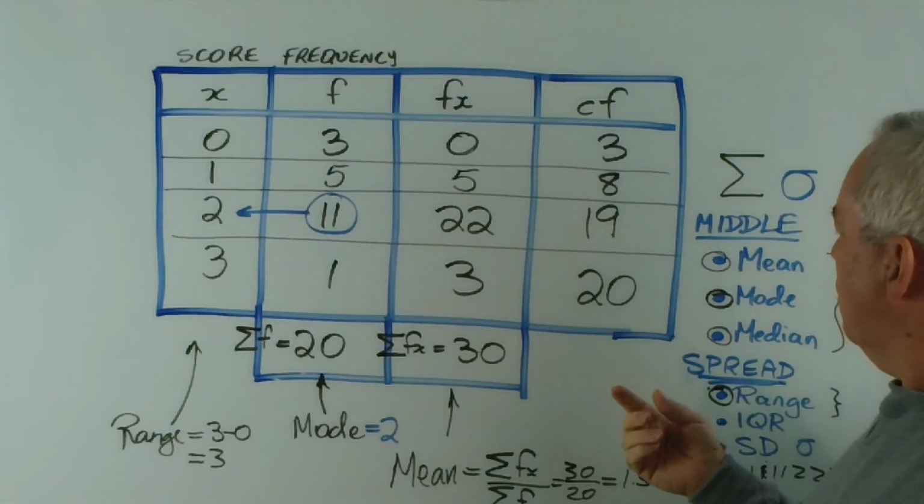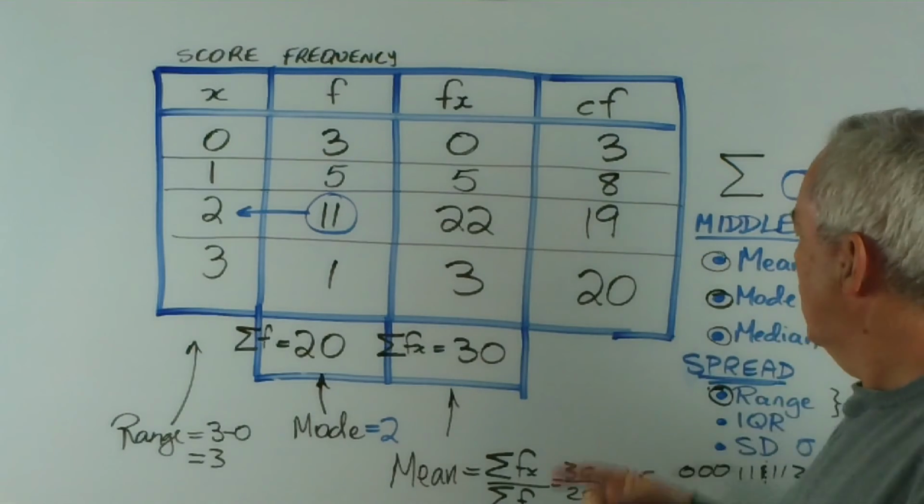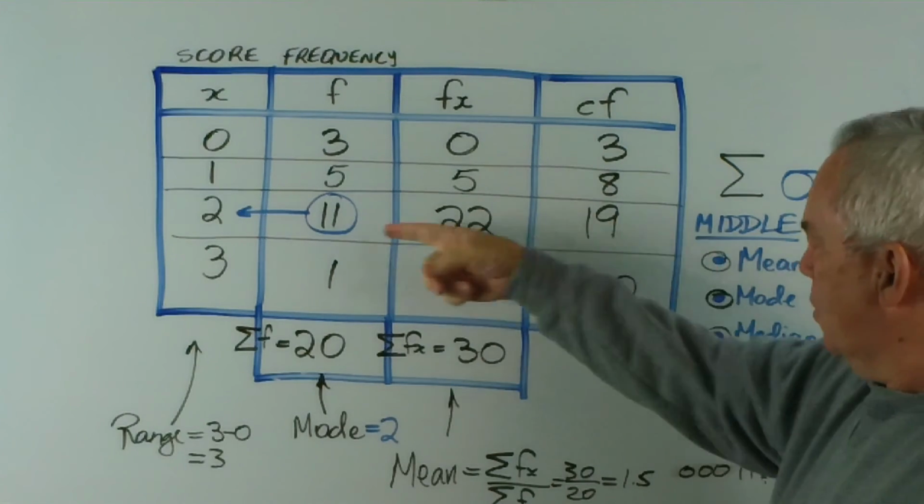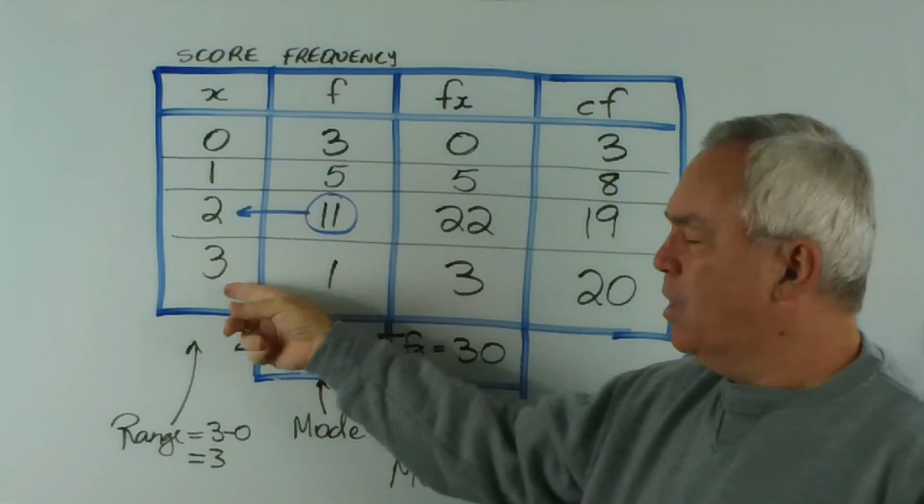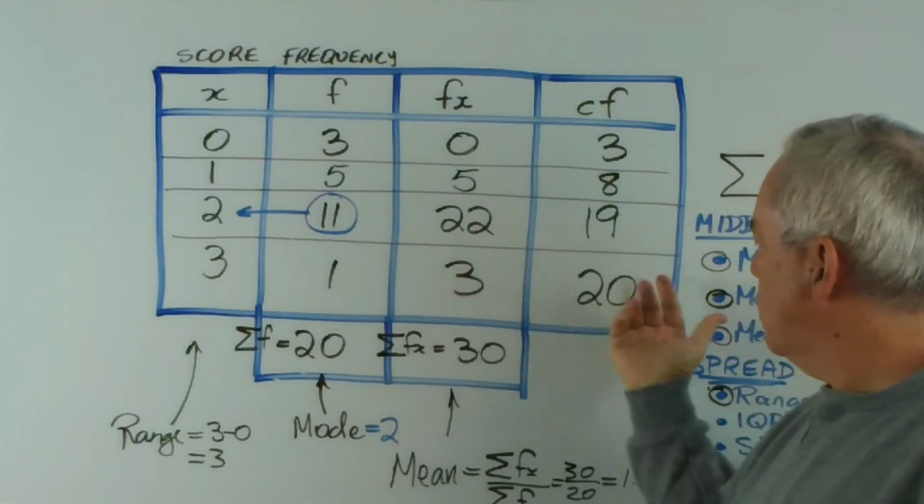What's the 17th number? It's a 2. What's the 19th number? Oh, it's a 2. What's the 20th number? It must be a 3. It's the last one we added.